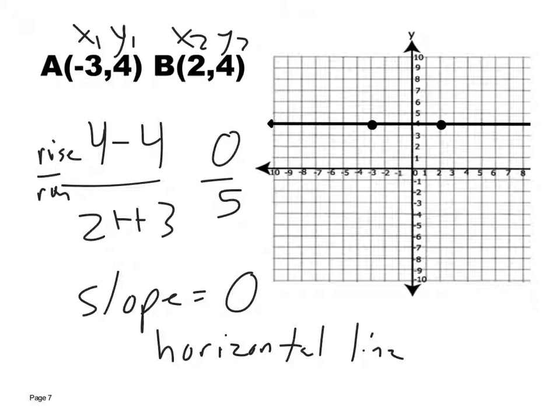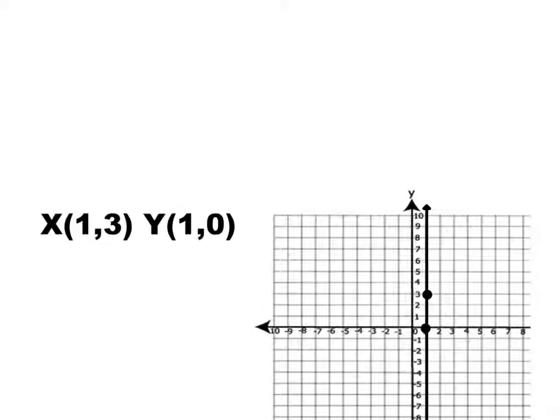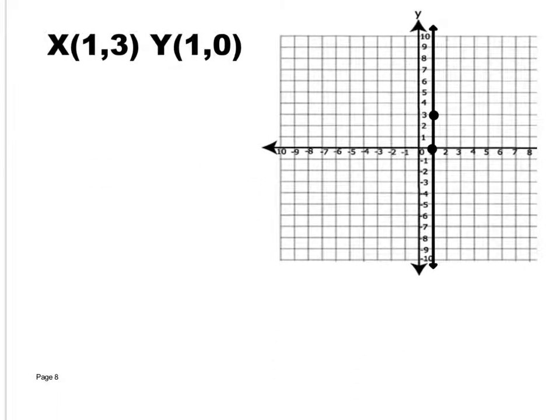Right? And it doesn't really matter what the run is. It could be 5, it could be 10, it could be 1. It's always going to just be going to the right. So your slope is always going to be 0. That's a horizontal line. Any questions about that? All right, you need to write down those 2 points. You also need to draw this graph.